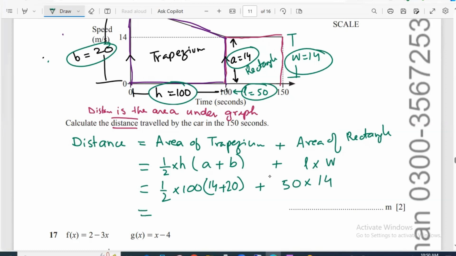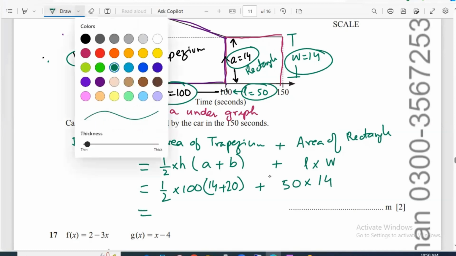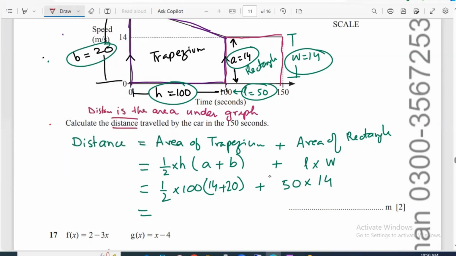Now this is paper one, so don't use a calculator. Just simplify these values. The 2 cancels with the 2 to make 100 here, and 14 plus 20 is 34. Don't cancel the 100.